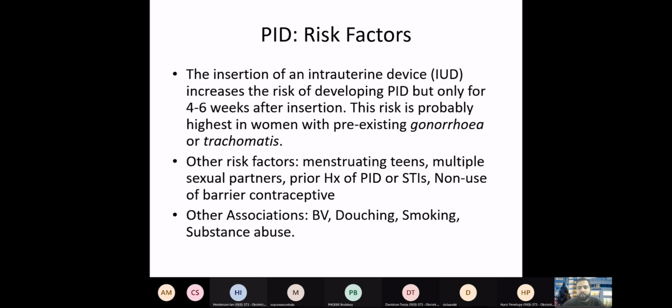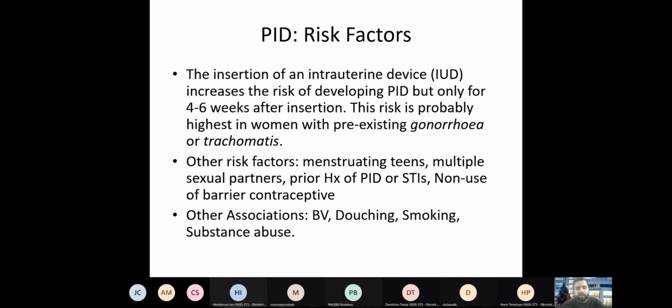The risk factors: any instrumentation of the uterus. One of the most common things is intrauterine devices, which increases the risk of developing PID, but only for about 4 to 6 weeks after the insertion. And this risk is probably higher in women who already have a pre-existing infection like gonorrhea and chlamydia trachomatis.